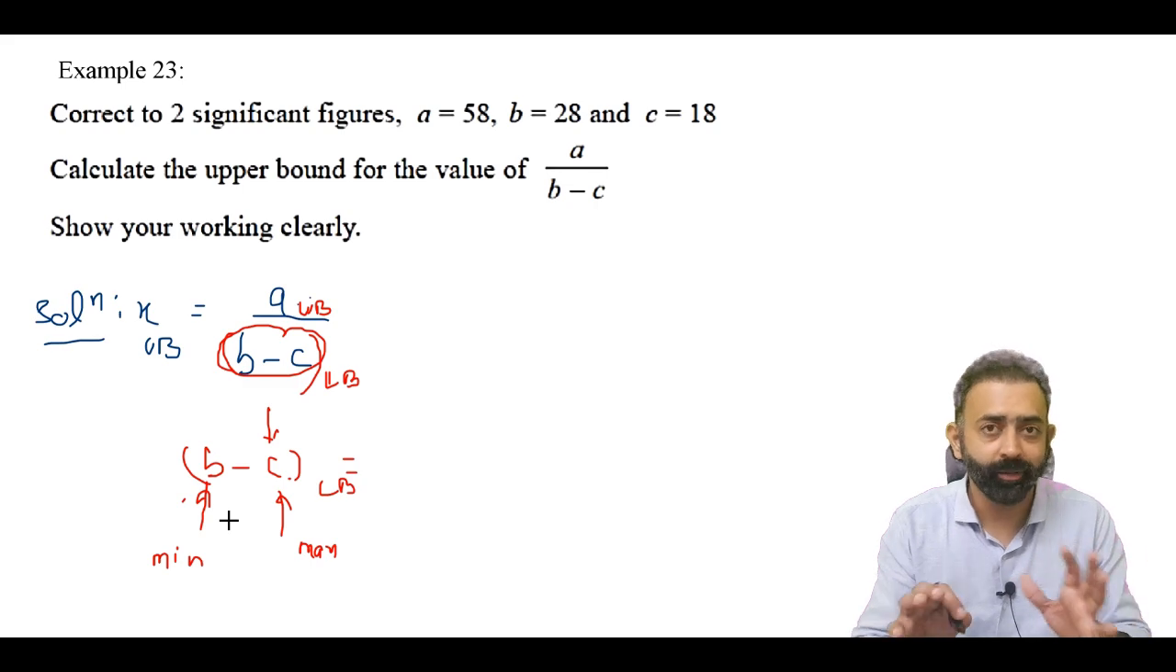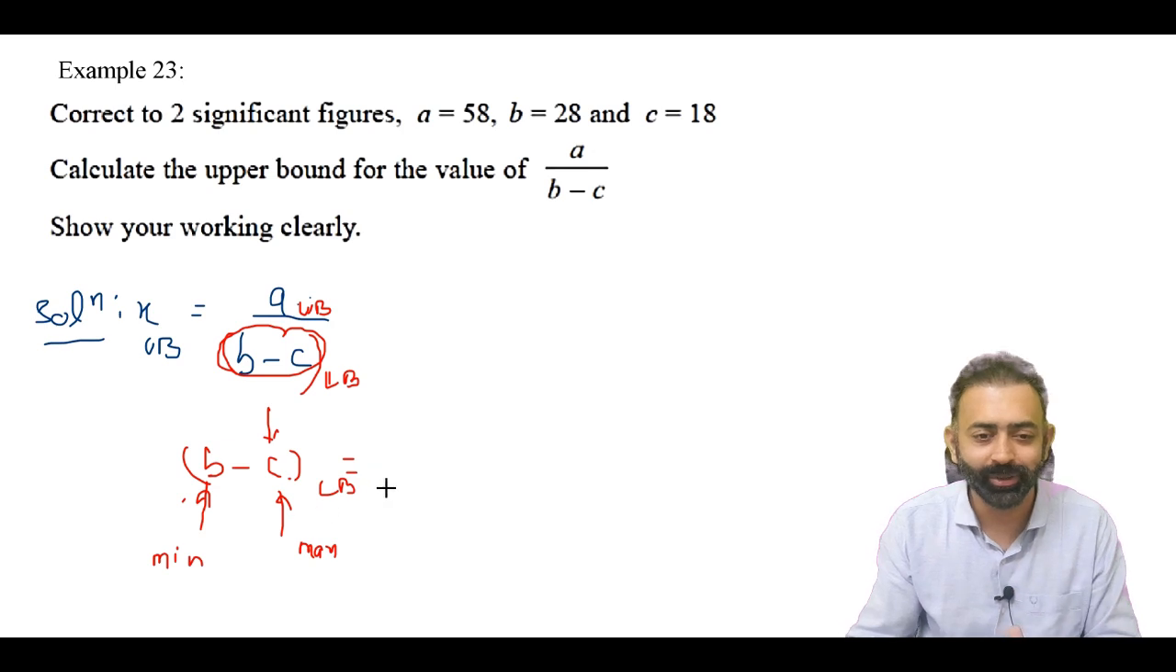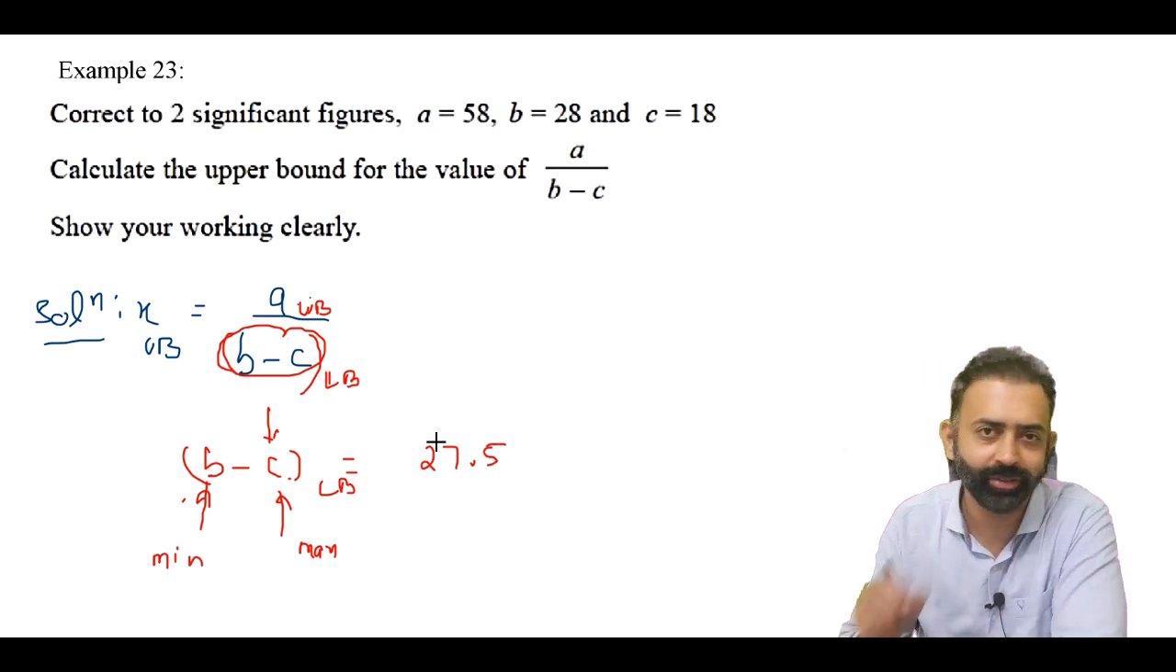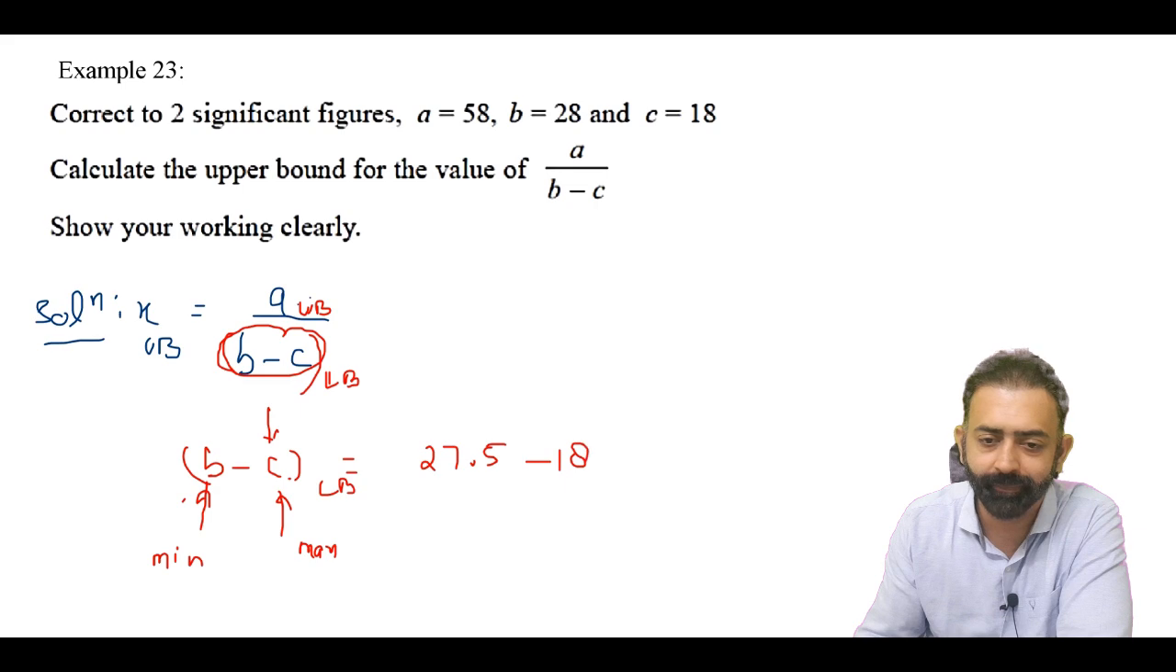Okay, I think I have pointed this out in detail, so I'm not repeating the concept. So lower bound of B minus C will use the lower bound of B. The lower bound of B will be 27.5. How I have obtained this 27.5, it's your job. And C is 18, which has to be the maximum, so upper bound of C will be 18.5. So this lower bound of B minus C will be the subtraction of these, which is I think 9.